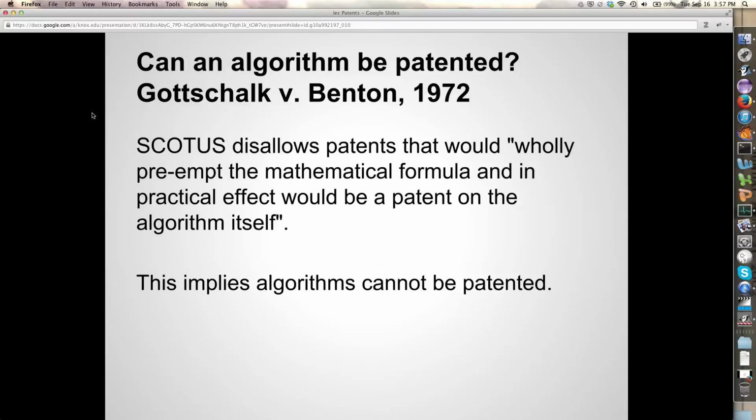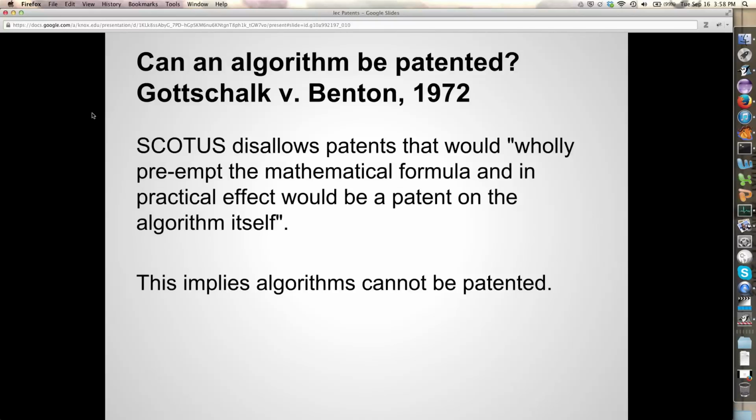Gottschalk v. Benson, 1972. SCOTUS, that's the standard acronym for the Supreme Court of the United States. Interestingly, the President of the United States is POTUS, P-O-T-U-S. So SCOTUS, in this case, disallowed patents that would, quote, wholly preempt the mathematical formula and in practical effect would be a patent on the algorithm itself. So this case, Gottschalk v. Benson, 1972, makes it pretty clear to me that algorithms can't be patented. You can't have a patent that would preempt the mathematical formula, and in practical effect would be a patent on the algorithm itself.